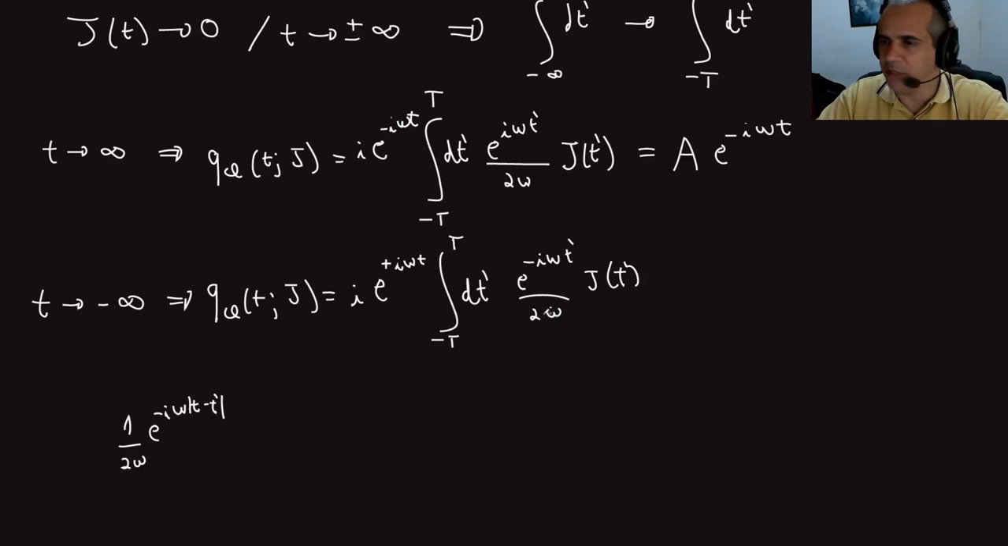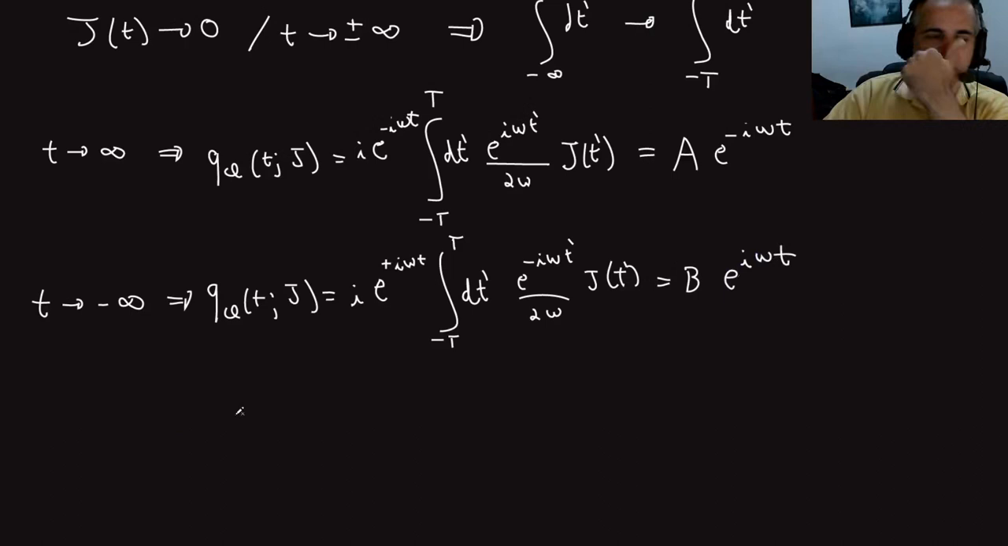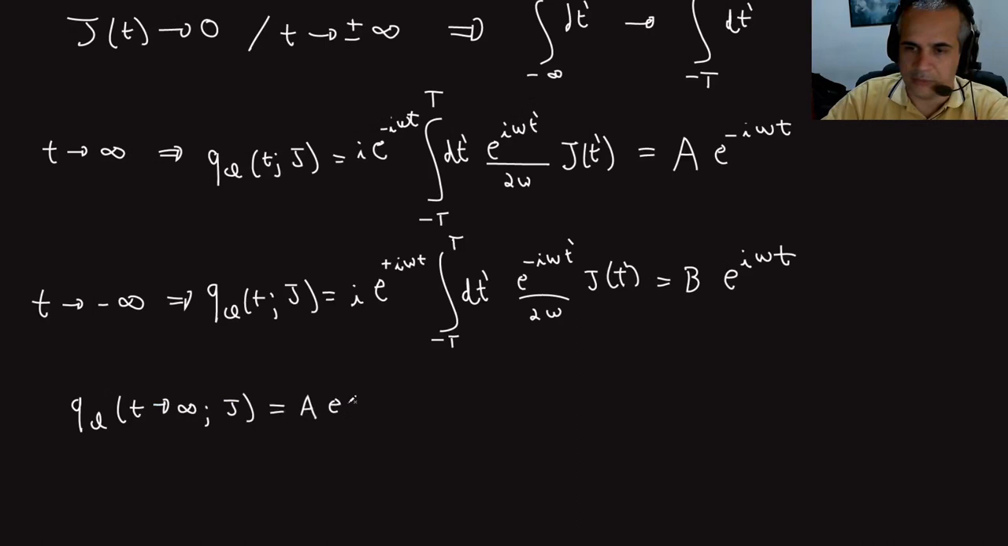It's just some complex number, exponential of i omega t, right? So now what I'm seeing is that the Feynman prescription that I used up there, right? I used a Feynman prescription, and I'm seeing that that prescription is consistent with one, assuming that this j of t goes to zero, and two, that the boundary conditions are these two. So this negative exponential, when you go to plus infinity, and this positive one when you go to the past.